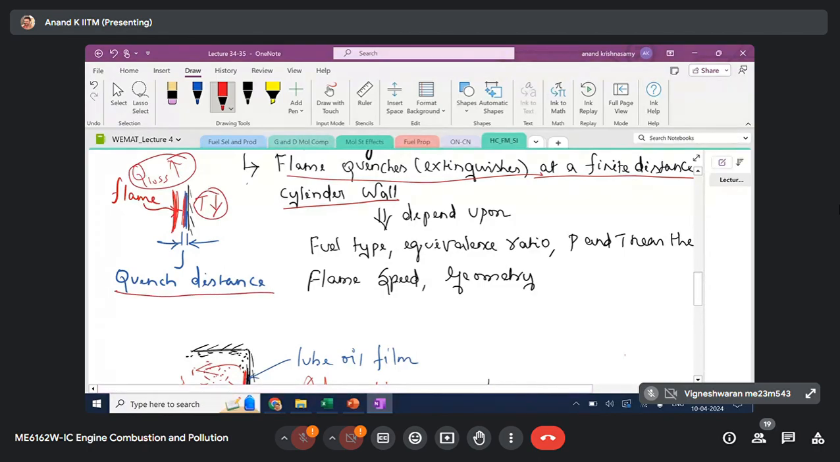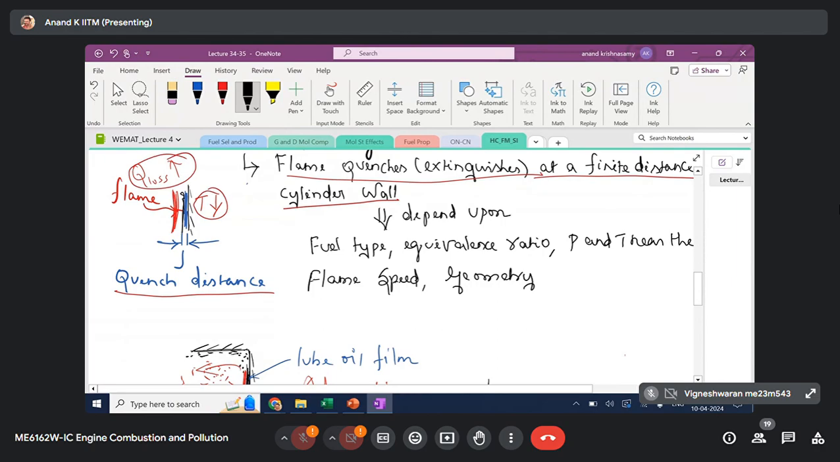So there is a finite quench distance in an SI engine, and what will be the effect of this quench distance? Since the flame cannot move all the way to the wall, there is some layer of fuel present at the wall. Since the flame is quenched, this fuel layer around the wall region does not have any access to the flame, and thus it is not burnt.